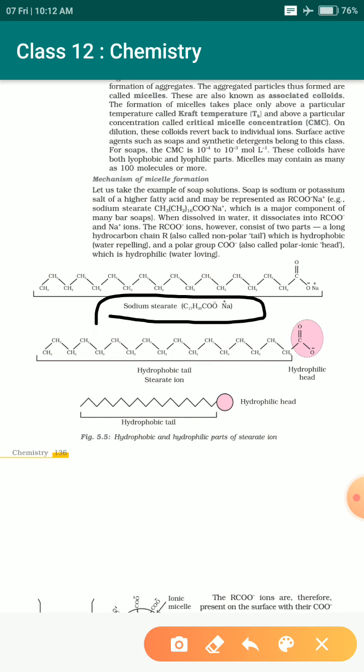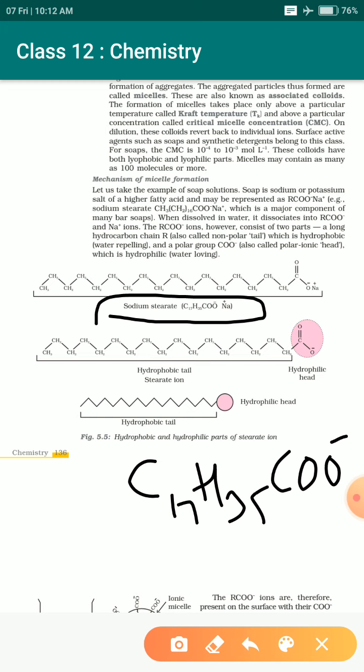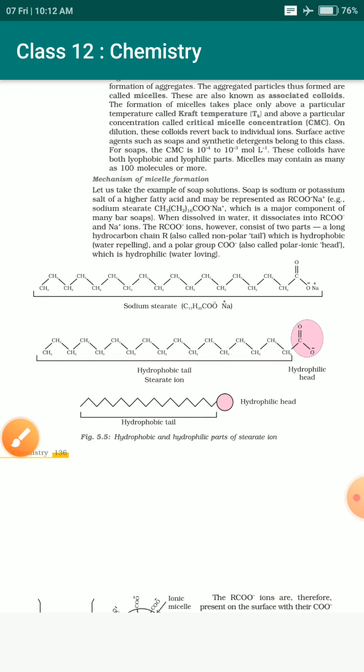If an example is asked, an example of soap or a bar soap, you can write this example: C17H35COO minus. This is the RCOO minus structure with an Na plus. That is a general representation of soap actually. So you have to write the notes on your own.